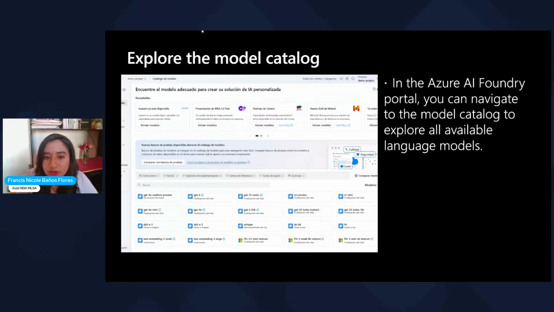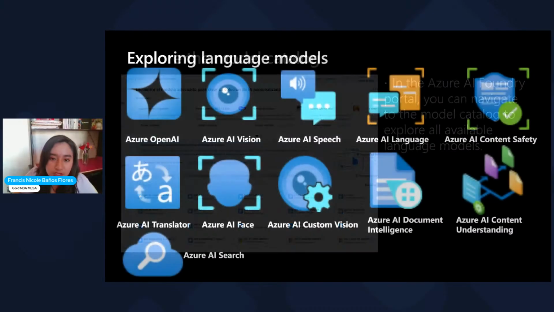Then we go to explore the model catalog. In the Azure AI Foundry portal, from the main page you can navigate to the model catalog, so we can explore different types of models. We have plenty, available as language models that you can choose by preference. For example, GPT, DALL-E, and Llama, which is one of my favorite ones personally.